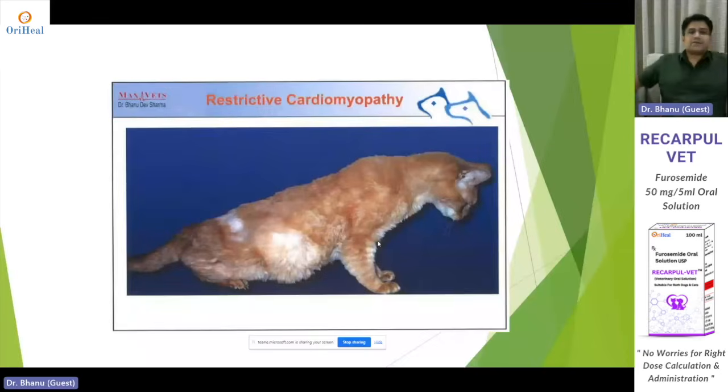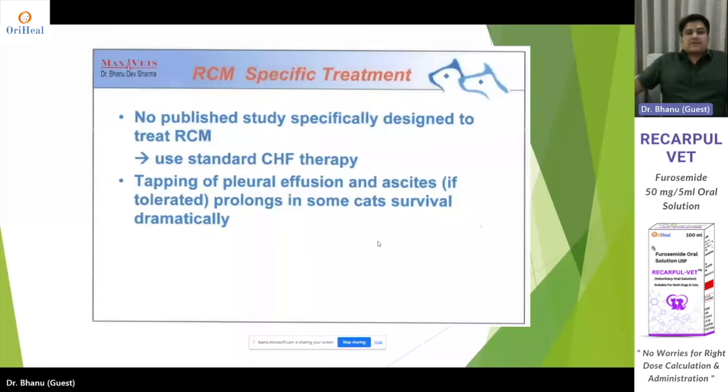Restrictive cardiomyopathy, there is no published study specifically designed to treat RCM. We use the standard CHF therapy. Standard CHF therapy would mean that if there is pleural fluid, you do the pleurocentesis. If there is pulmonary edema, you use diuretics, you give oxygen. So there is the standard congestive heart failure therapy which you have to use in cases of RCM. Once the patient is stabilized, in the long term, again, you can think about using furosemide and ACE inhibitors for long term management. And again, you can educate the owners to check the respiratory rate and the heart rate at home.